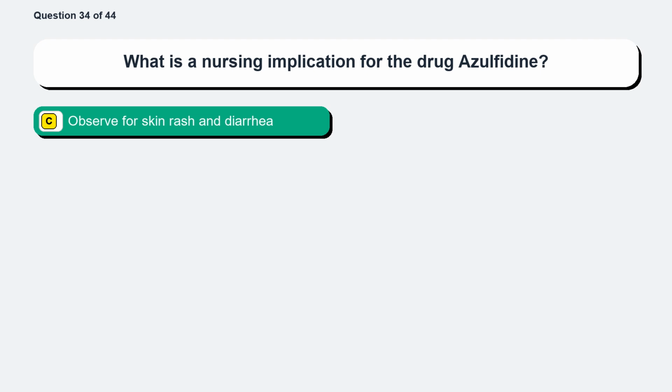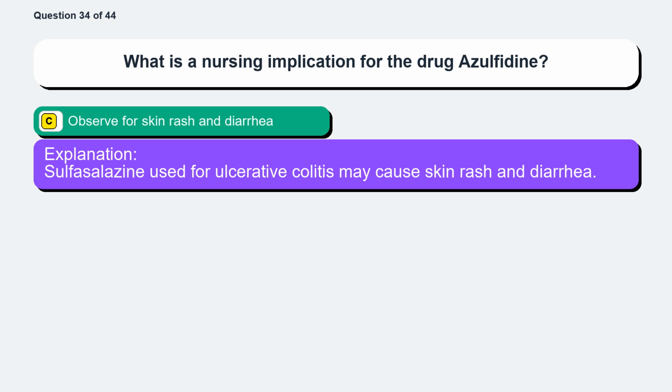The correct answer is option C. Observe for skin rash and diarrhea. Sulfasalazine used for ulcerative colitis may cause skin rash and diarrhea.